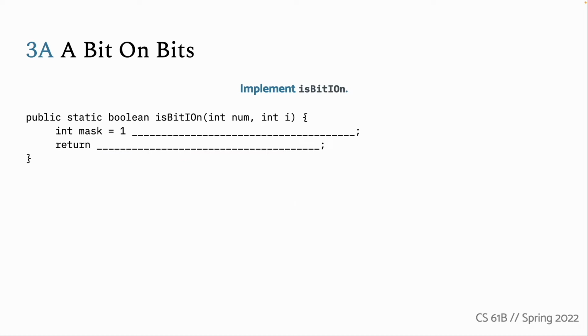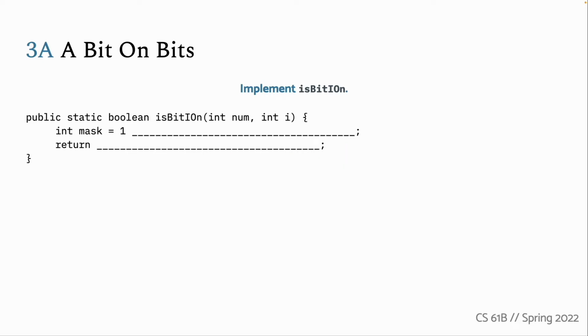Okay, let's do some bit stuff. So in this problem, we're trying to implement something that checks to see whether bit i is on. So we're passing in an i, and we're passing in a number, and we're going to check whether in that number the ith bit is a 1 or a 0. So I'll give you a chance to try it out, and then we'll talk about it together.